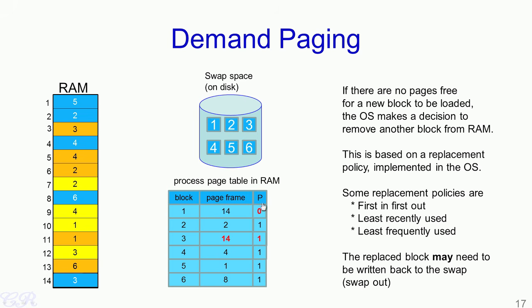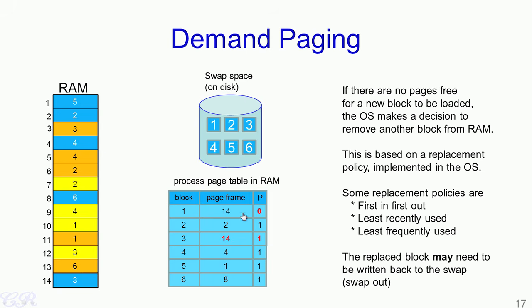Consequently, the present bit corresponding to the block that has been removed will be set to 0. So, we had removed, for instance, block number 1 from the RAM to the swap, and therefore, the present bit corresponding to block 1 will be set to 0. Now, block 3, which has just got loaded into the particular page frame, will have its page frame number set and the present bit set to 1.